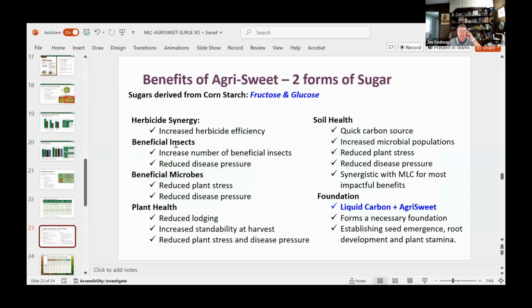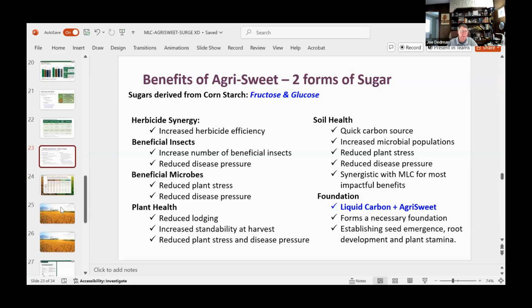So when we see the benefits of these two forms of sugar, we see on the left here a lot of herbicide synergy. It makes things work better. It helps reduce disease pressure. It helps with microbes in the soil. It helps with plant health. And in soil health, it also helps with increased microbial population and reduced plant stress. The synergism with carbon and sugar together has produced a lot of benefits to farmers that are using it. And so we are very interested and very pleased in using it to help remediate and solve a lot of the issues that farmers are dealing with.